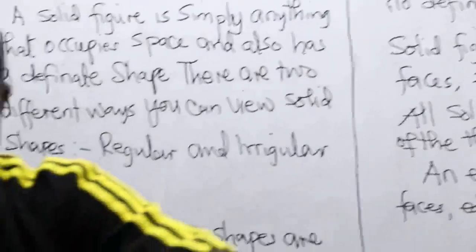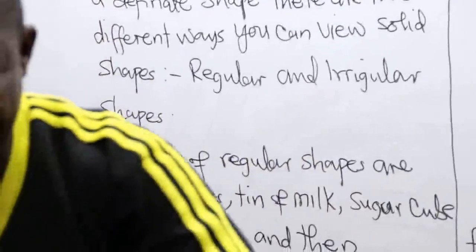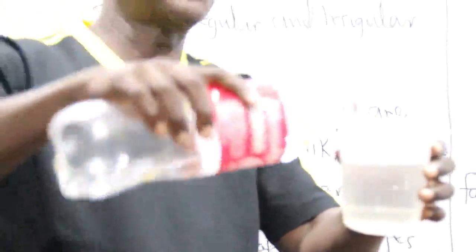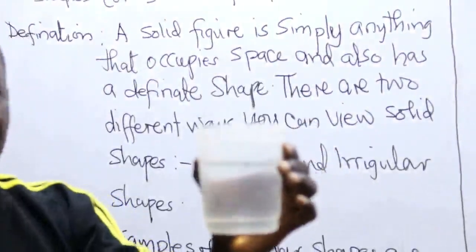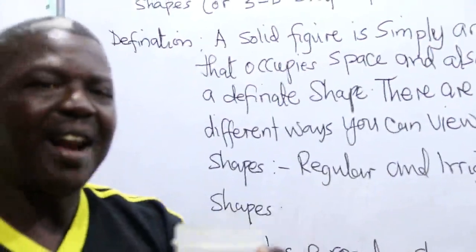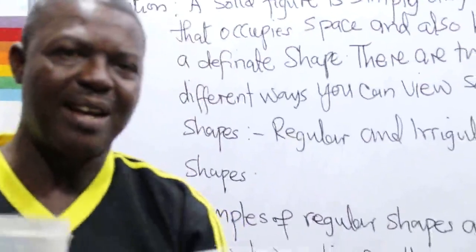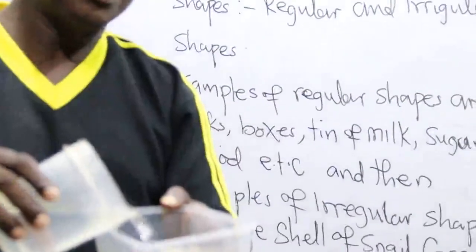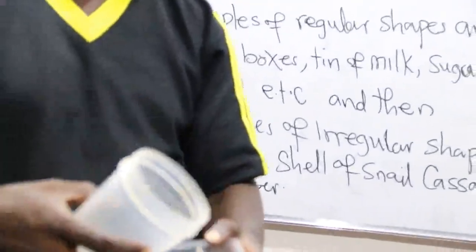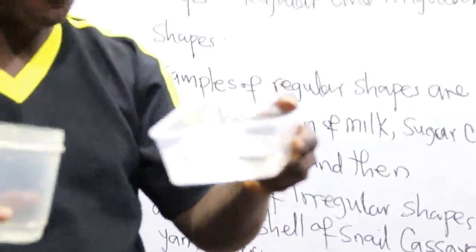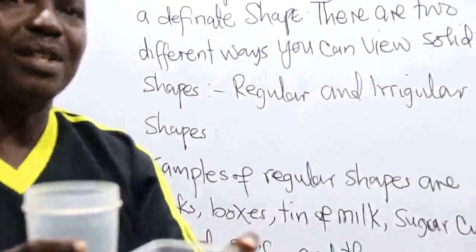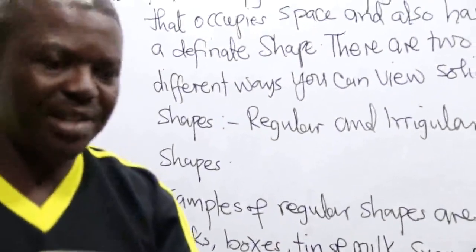If I open this water and pour the content of the water in this container, you can see that it has taken the shape of the container. And I can equally pour this water into this container, and you can see that it is also taking the shape of this container. That shows that liquids do not have definite shapes.